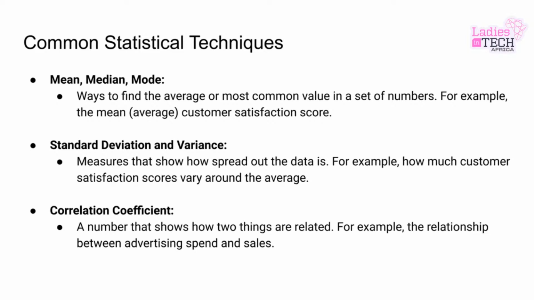Then standard deviation and variance. These measure how spread out data is. For example, you can find how much the customer scores vary around the average. You did an average of the customer score, probably 7, but you can also check how much the satisfaction scores vary. Is each person far from the average? Because the average can only tell you so much.